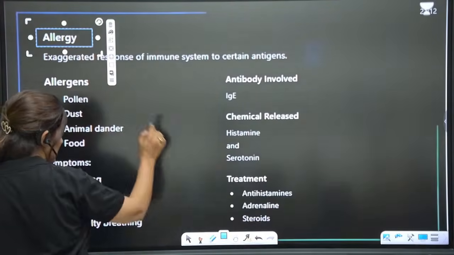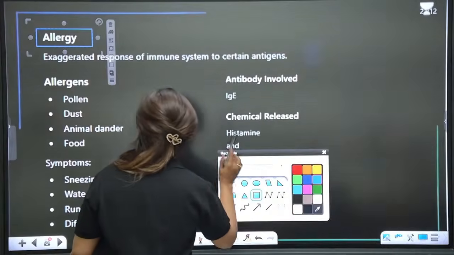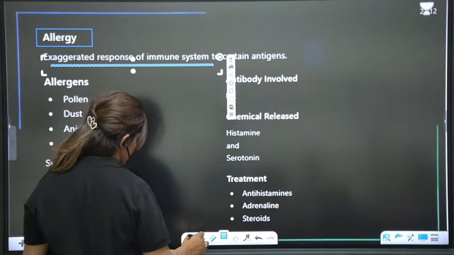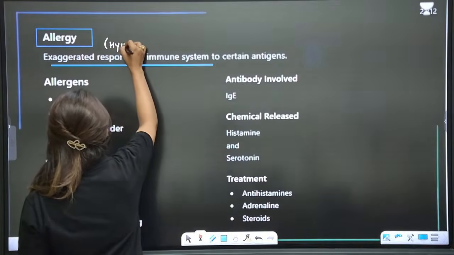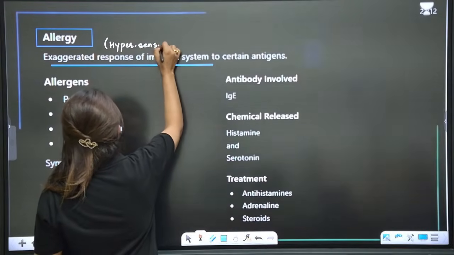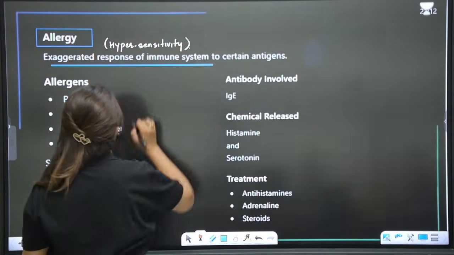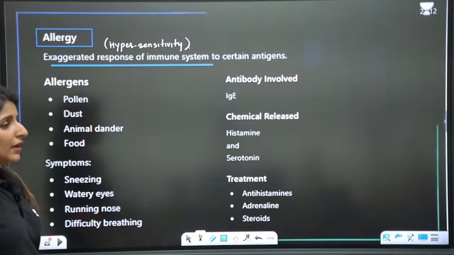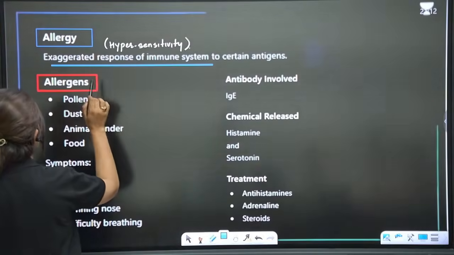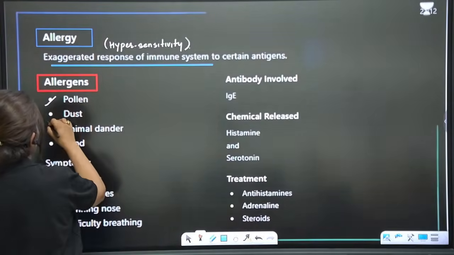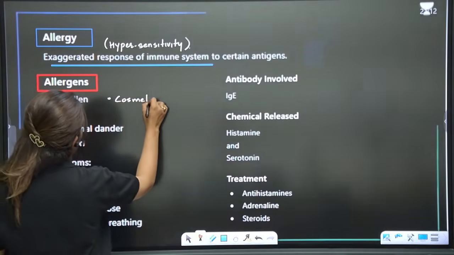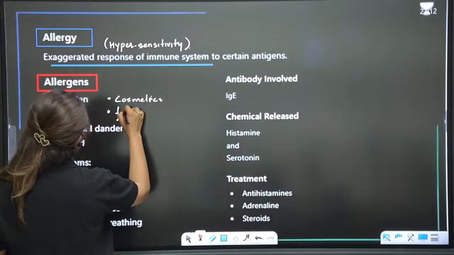Now moving on to allergy, another type of disease. What happens during allergy? In allergy, basically, your immune response is overactive, an exaggerated response of the immune system. So we also call it hypersensitivity towards an antigen. The agents which cause allergy are called allergens. It can be anything: dust, pollen, animal dander, food, cosmetics, right? It can be some fabric. So all these are allergens.